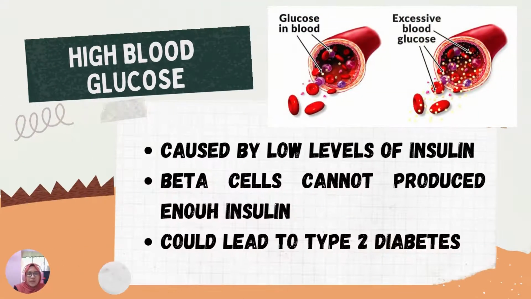First is high blood glucose. High blood glucose is caused by a low level of insulin. We all know that the function of insulin is to convert the excess glucose to glycogen. Insulin is produced by beta cells. So if beta cells cannot produce enough insulin, it will lead to type 2 diabetes.